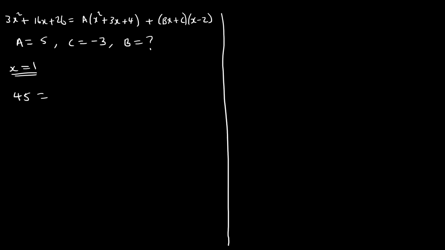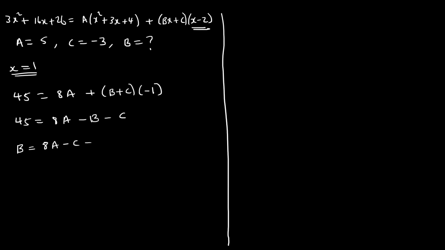If I substitute 1 here, I'll have a multiplying what? 1 plus 3 plus 4. I'll have 8a. If I substitute 1 here, let me do it step by step. I'll have b multiplied by 1, which is b plus c times minus 1, because I'll have 1 minus 2 here. So now let's try to simplify. I have 8a minus b minus c. Okay, now remember we are solving for b, so I'm taking b the other side. So I'll have 8a minus c minus 45.